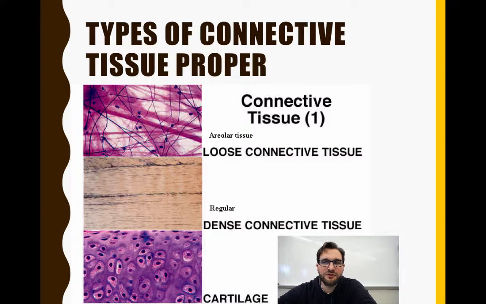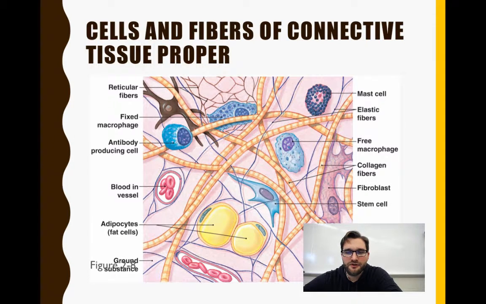Loose connective tissue being the top image. You can see more ground substance between the collagen fibers and the elastic fibers. The second picture down, the dense connective tissue, you can see where there's very little ground substance. So again, this image is found inside of your textbook. It has a large number of the different types of connective tissue parts that we would find within the connective tissue proper.